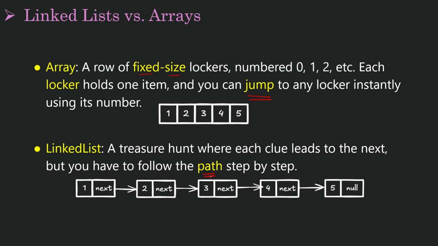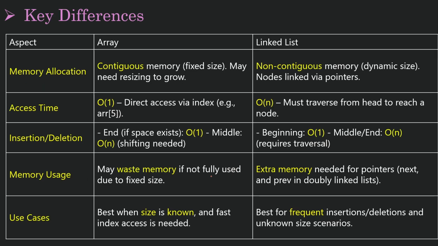Key differences. Memory allocation. Arrays use contiguous memory. All lockers are side by side. Fixed size, so adding more items may require a new, bigger array. Linked lists use non-contiguous memory. Nodes can be anywhere in memory, linked by pointers. Dynamic size. Add or remove nodes easily.